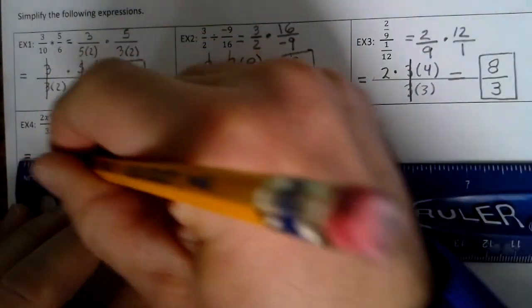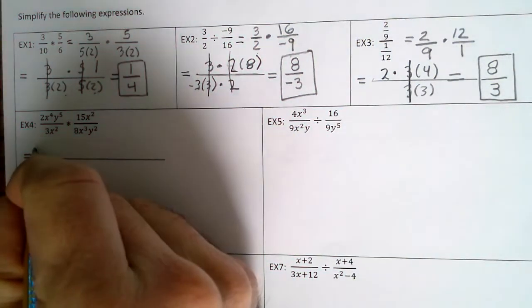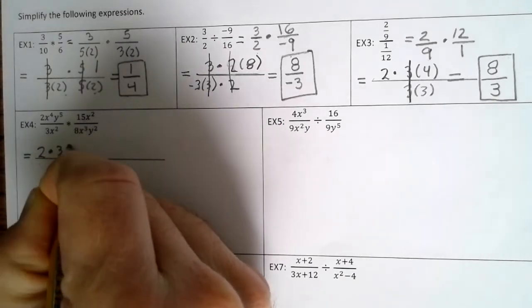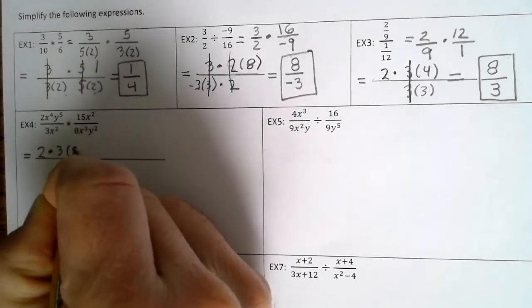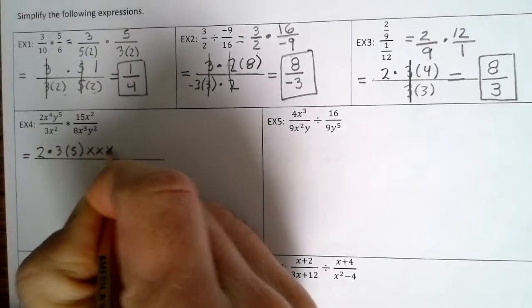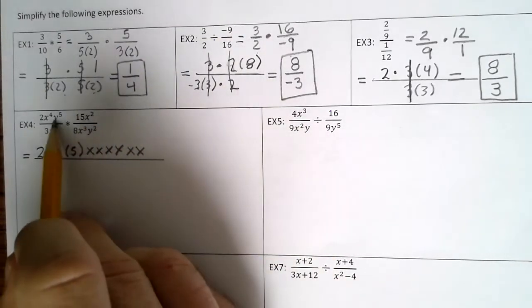Now, what I'm going to do here is, I know I have 2 times, I can write 15 as 3 times 5, and then I'm going to expand the x's. So I have 4 x's. So 1, 2, 3, 4, and I have 2 here. So 1, 2, and then I have 5 y's. So 1, 2, 3, 4, 5.